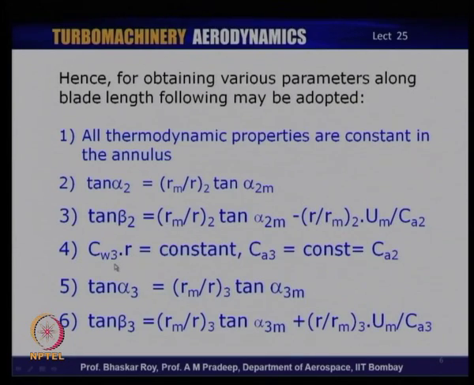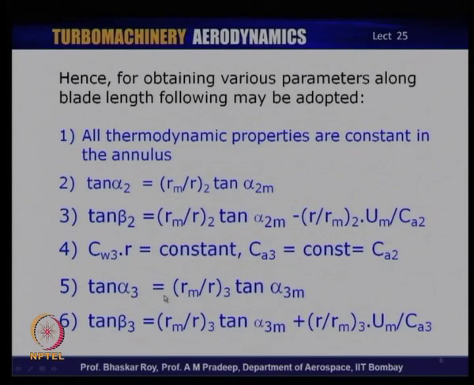In which case, as we have seen, C W 3 into R is constant from root to tip, C A 3 is constant, and we can also assume, or we have normally used it in free vortex law, it is held constant across the rotor, that is C A 3 is equal to C A 2. So, free vortex law actually makes the flow variables in a very simple manner, and this simplicity of course, is the first attraction of this particular law.